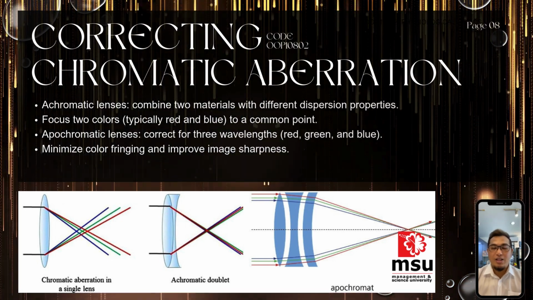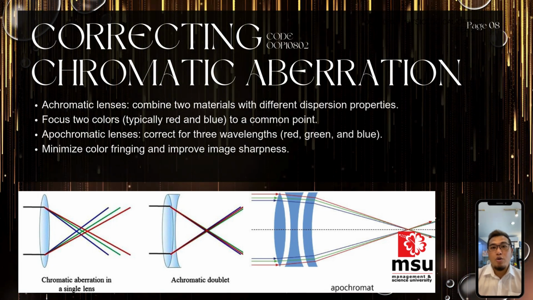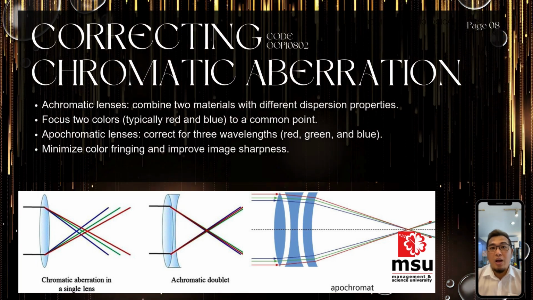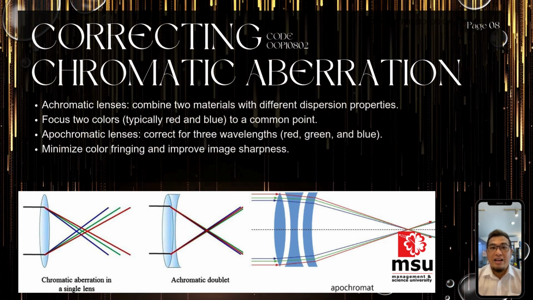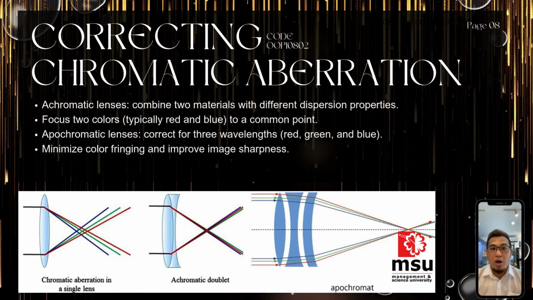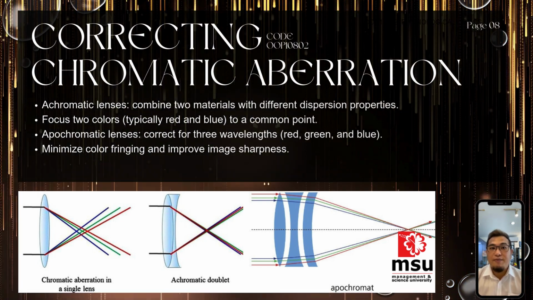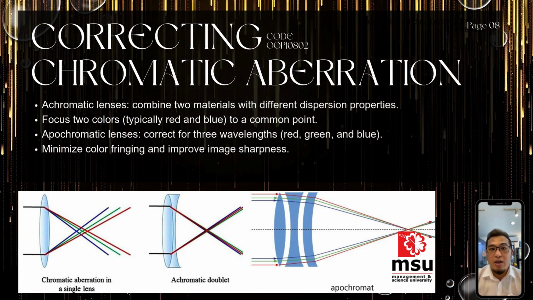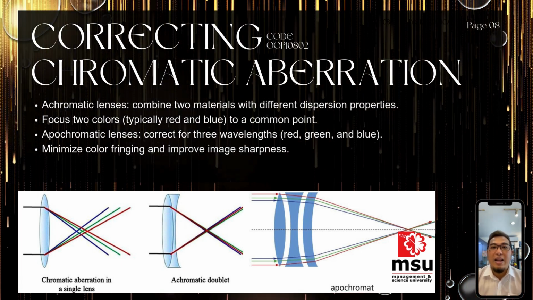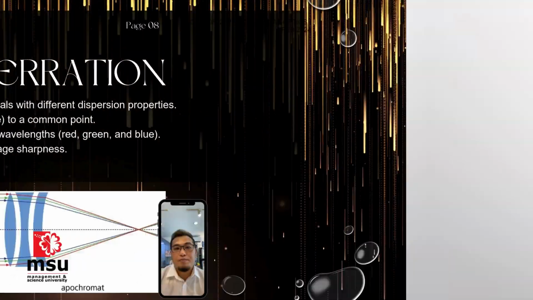There are several methods to correct chromatic aberrations. An achromatic lens composed of two elements with different dispersion properties is a common solution. These lenses are designed to bring two specific colors, typically red and blue, to a common focus point. An apochromatic lens takes this concept further by correcting for three wavelengths, often red, green, and blue. This results in even less color fringing and a sharper image across the visible spectrum.